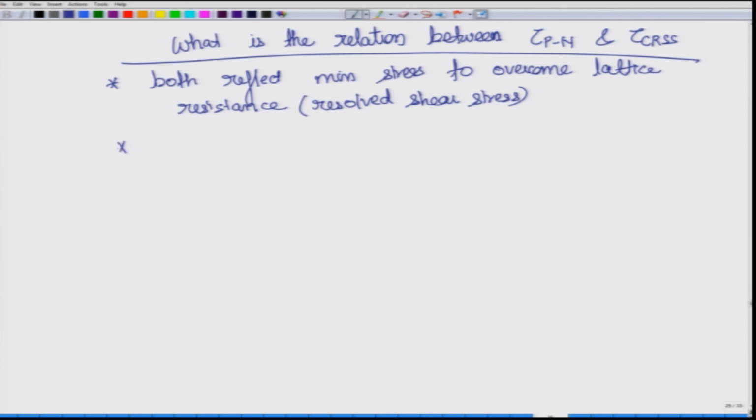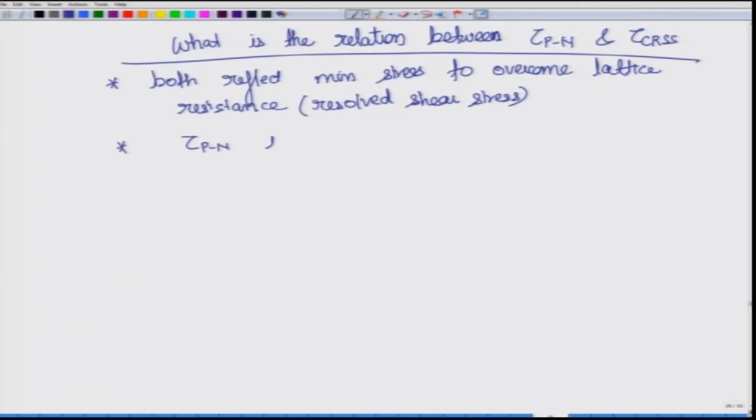But there is one major difference here. Tau PN is a theoretical quantity. You saw that we had a relation that was obtained by Peierls and Nabarro. So, tau PN is a theoretical quantity. And what about tau CRSS? Tau CRSS, as you would imagine, is an experimental quantity. So, from experiment you get to know what is the critical resolved shear stress for a particular slip system.